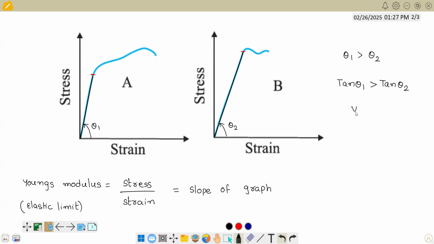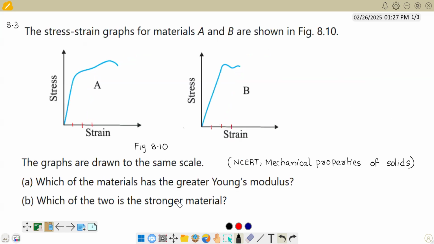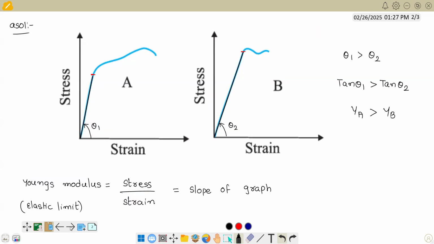So we can say Young's modulus of the first one, YA, is much greater than the Young's modulus of the B. The answer for the first one is, since A has more slope than B, we can tell that the Young's modulus of the first one is greater than the Young's modulus of the second one. Now let us answer the second question. He's asking which of the two is a stronger material.